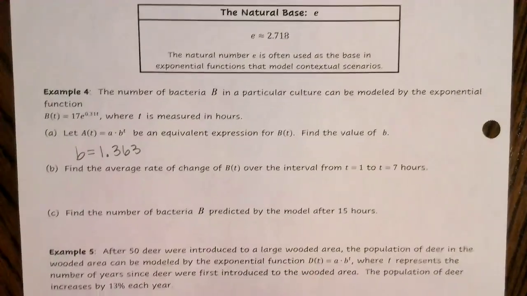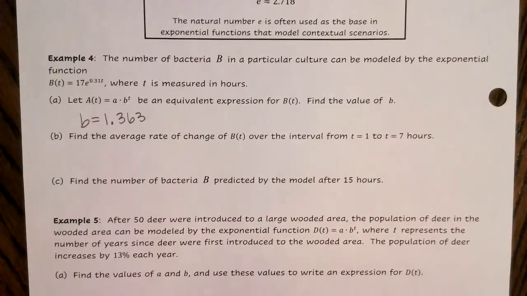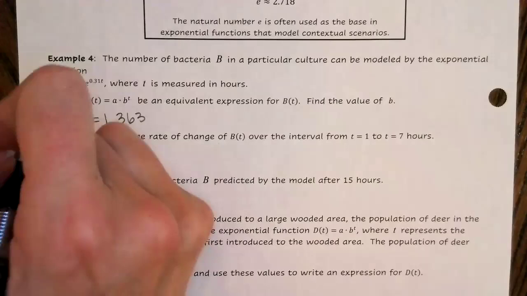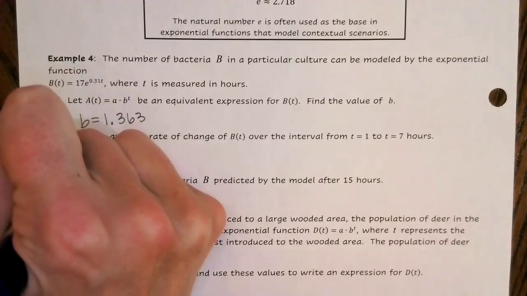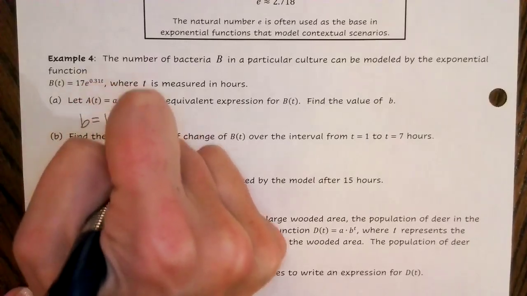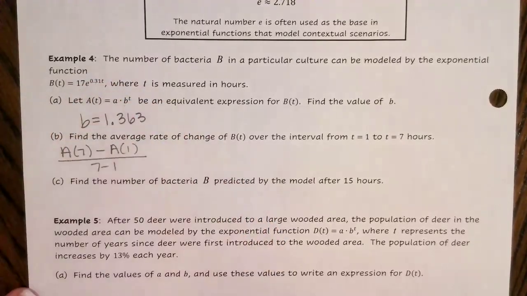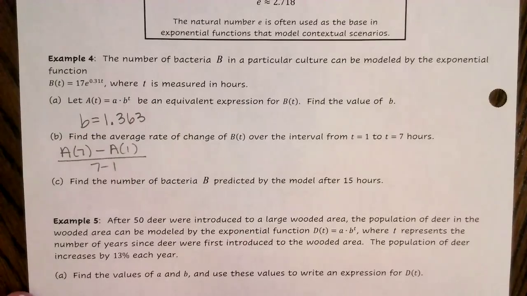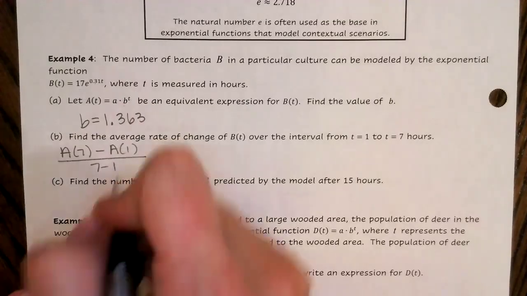All right. We always want to keep going back to that average rate of change because that's a big part of our pre-cal. So right here where it says find the average rate of change of b of t over the interval from 1 to 7 hours, then our average rate of change would be b of 7 minus b of 1 over 7 minus 1. Remember, that's the difference in your y's over the difference in your x's, basically.